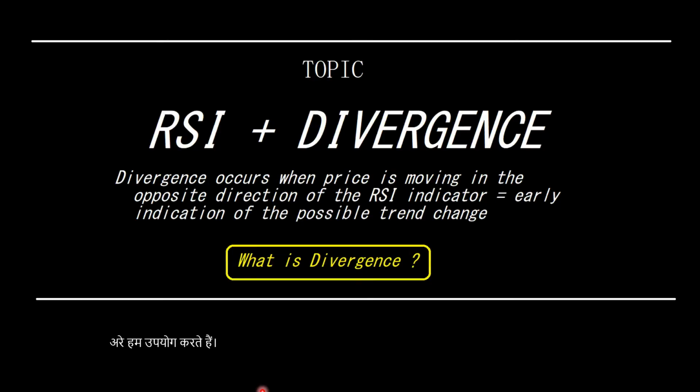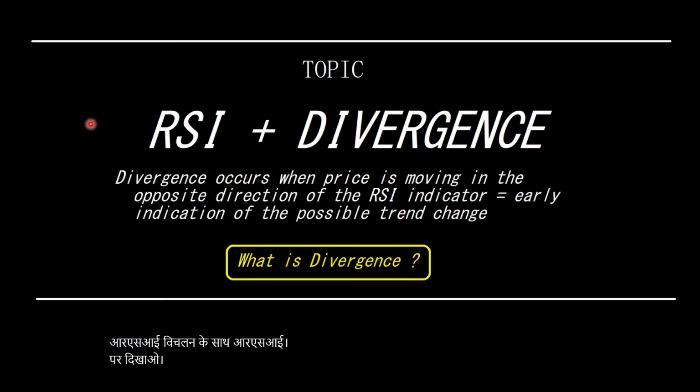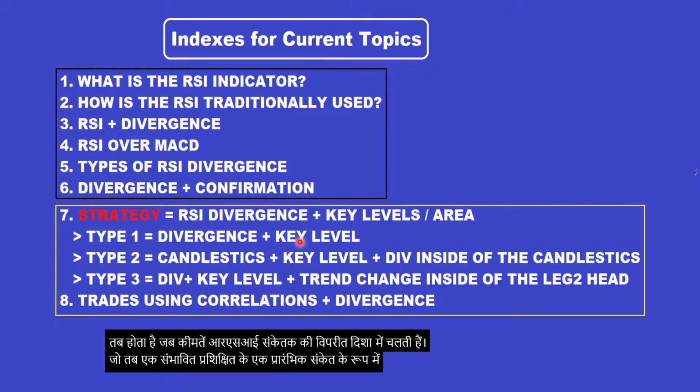We use the RSI in one way only, which is combining RSI with divergence. So this is the third topic. What is divergence? Divergence occurs when price is moving in the opposite direction of the RSI indicator, which can then be used as an early indication of a possible trend change.